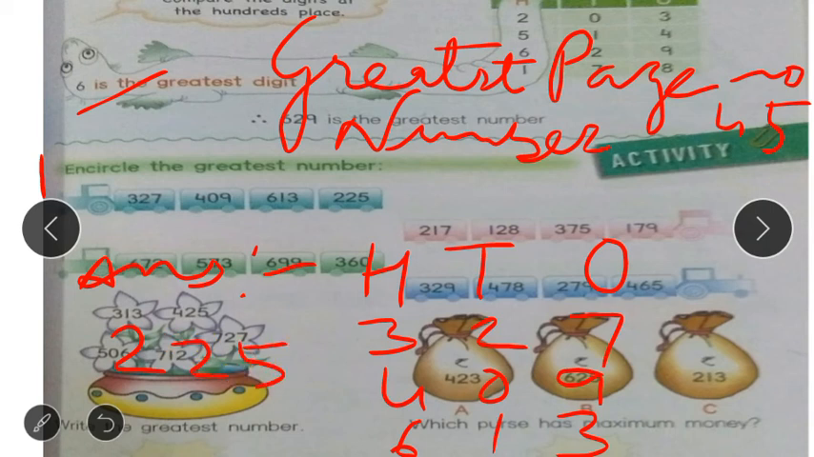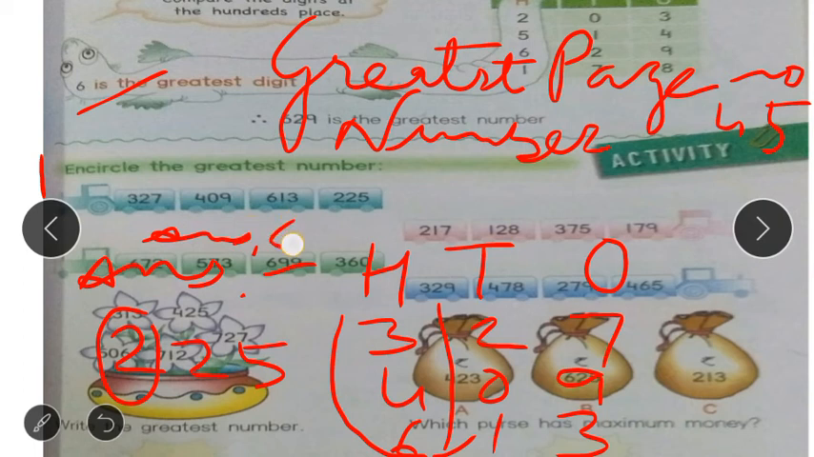Now compare all these numbers. All these numbers means this also. So which one is the greatest? 6 is the greatest. So your answer is 613. Right children? So you have to do it in this form in your copy. Do the remaining questions yourself.